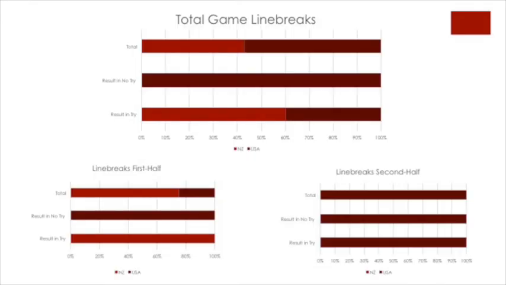Total game line breaks are compared using percentages. It is evident throughout the game that USA had a higher total amount of line breaks. However, New Zealand was more effective in capitalising on their opportunities, thus converting them into tries. When comparing this to USA's performance, in which they could only convert 50% of their line break opportunities, it is evident that New Zealand was a more effective attacking team.